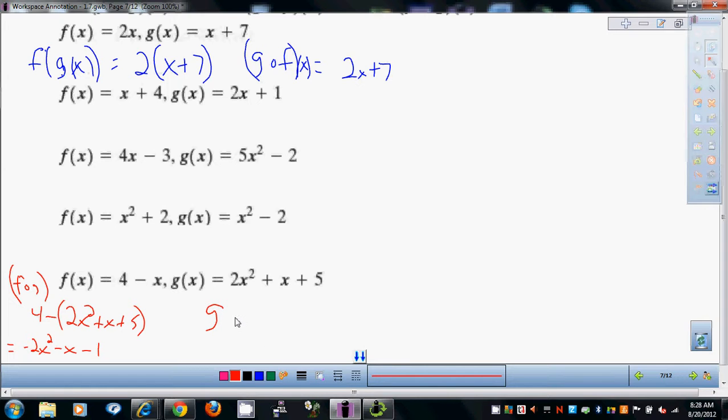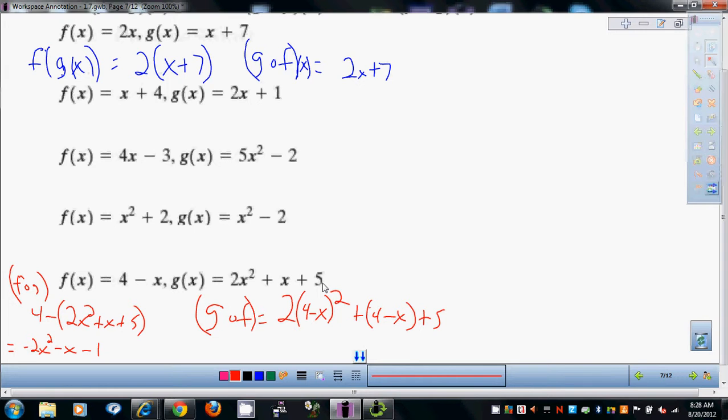What about g of f? Who can tell me? Somebody raise your hand and tell me how I'm going to plug f into g. Right, basically. So it'll be 4 minus x squared plus 4 minus x plus 5. How do I do this?